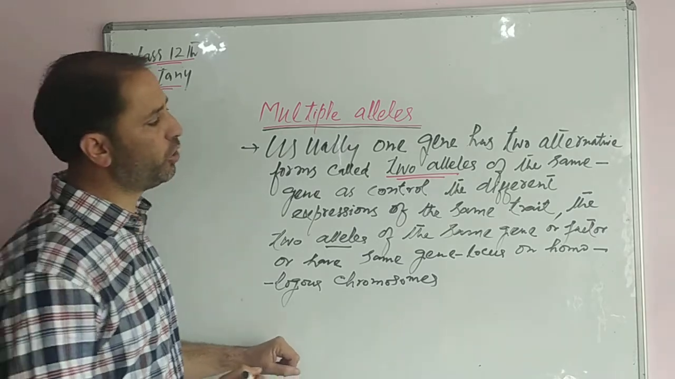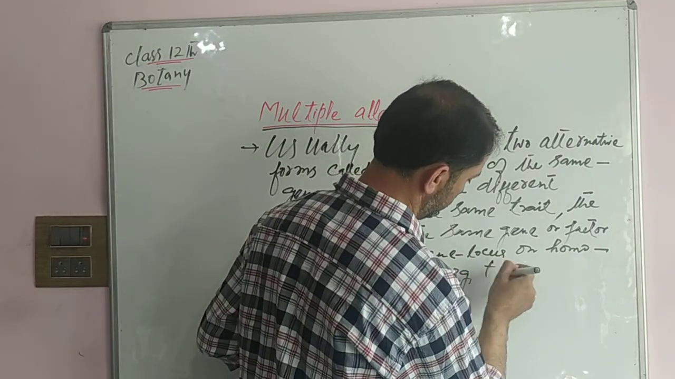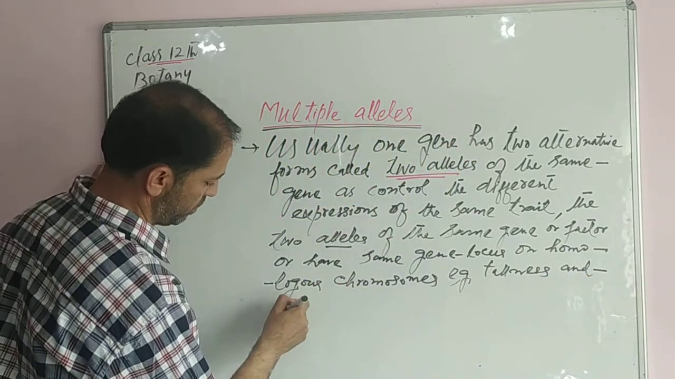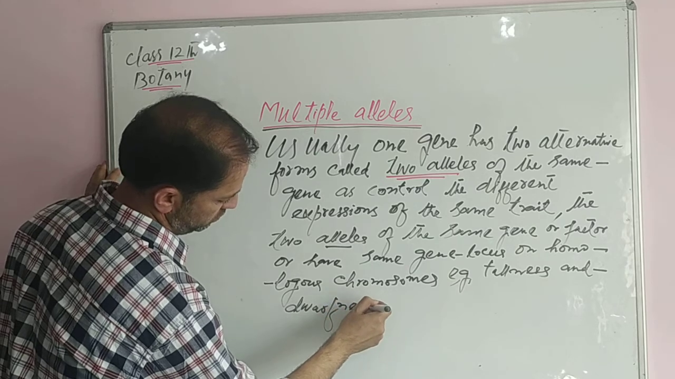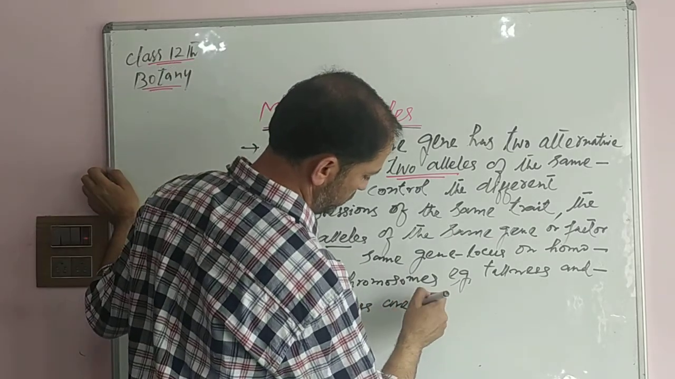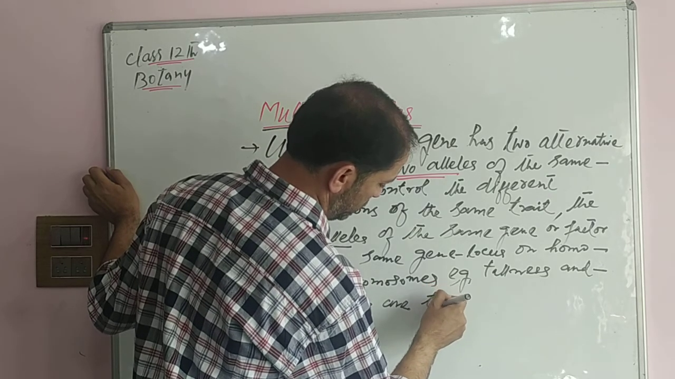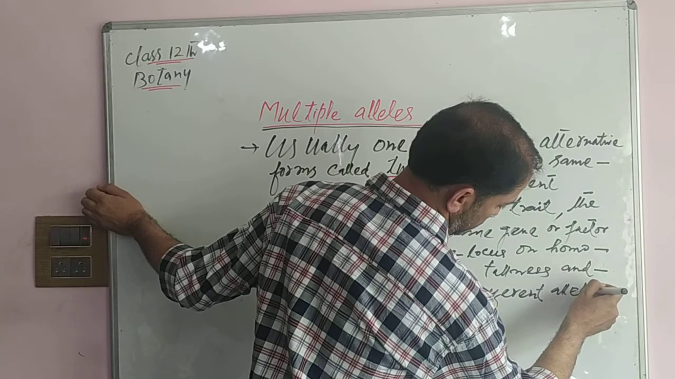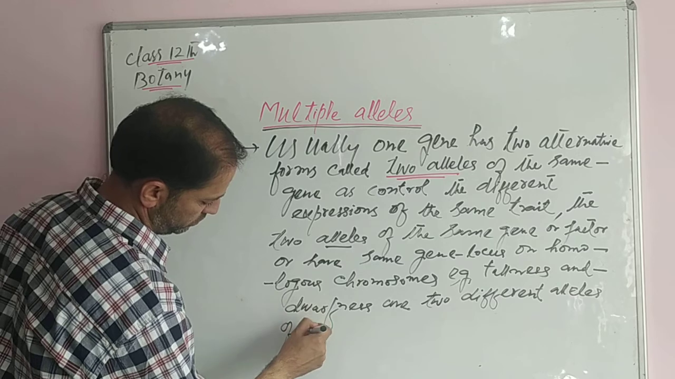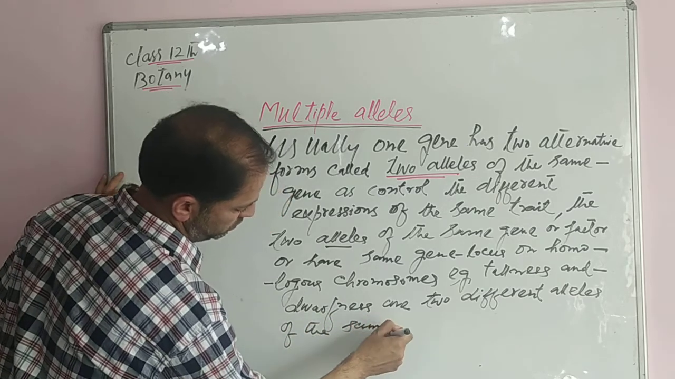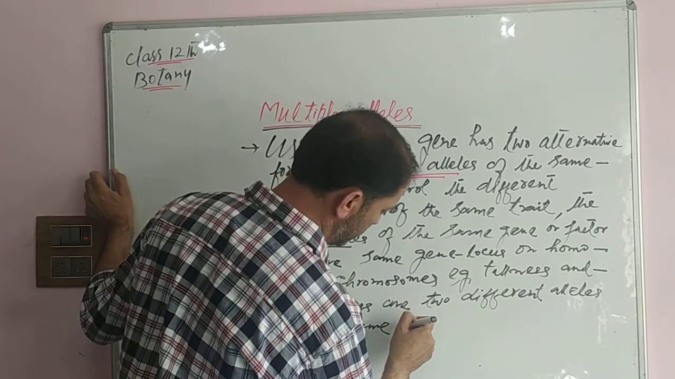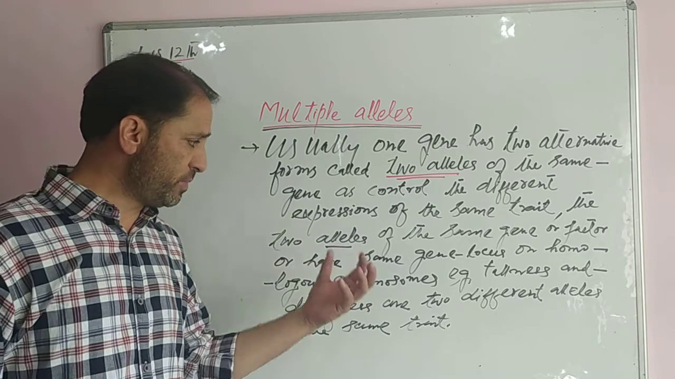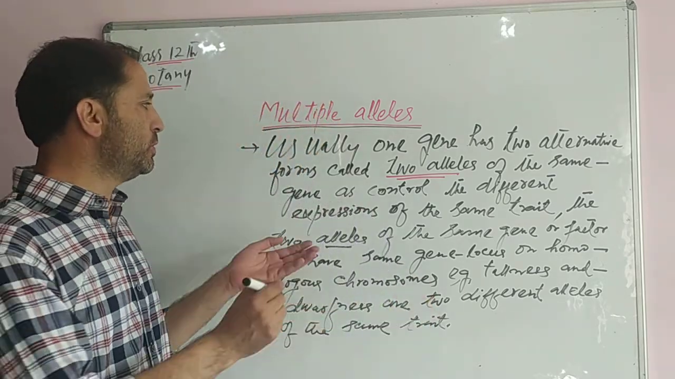For example, tallness and dwarfness are two different alleles of the same trait. The character is height. The inheritable form of the character is the trait. If a trait has two contrasting forms, two alternative forms, we refer to them as alleles.